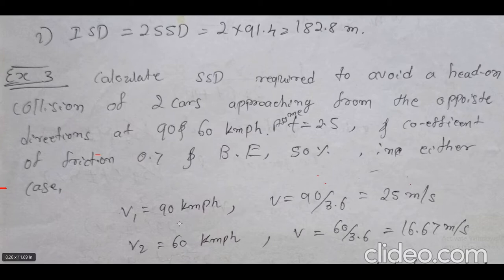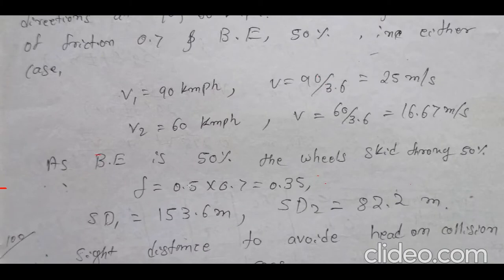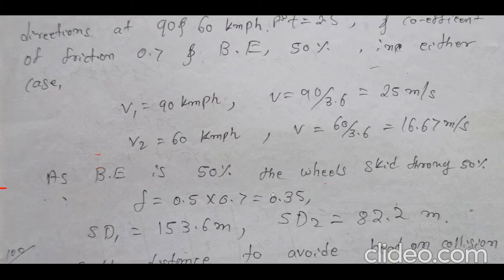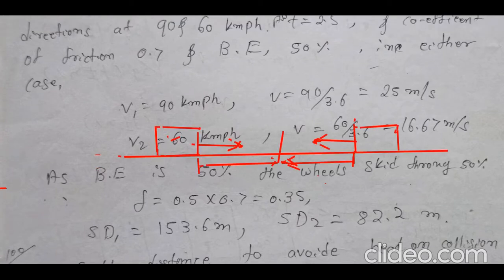So for the first vehicle, V is 90 kmph, and for the second 60 kmph. If you convert into meter per second, 25 and 16.67 meter per second. As the brake efficiency is 50%, the vehicles will skid through the remaining 50%. So the friction f is equal to 0.5 into 0.7. So for the two vehicles V1 and V2, you get 153.6 and 82.2 meters.